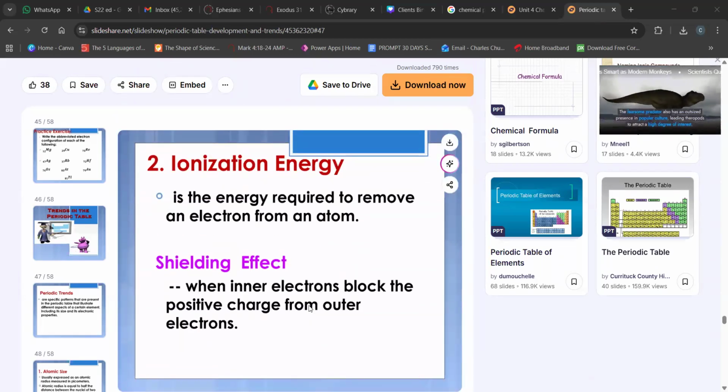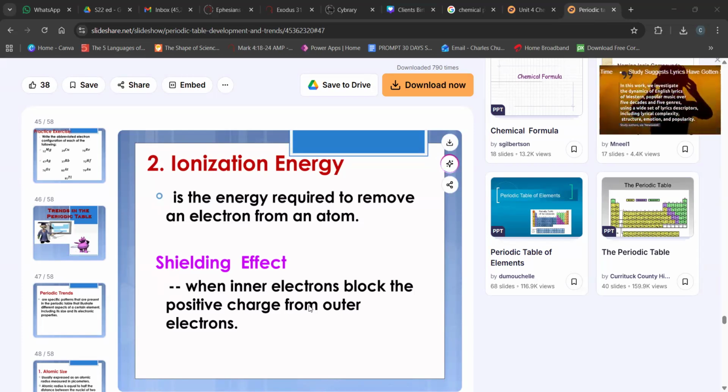Now, if ionization energy means the energy that's required to remove an electron from an atom, do you agree that the stronger the pull of the nucleus on the outermost electron, the harder it will be for us to remove the electron from that atom? Okay. So remember, as we go from left to right, atomic size reduces. So that means the nucleus will have a stronger pull on the outermost electron. So that means it will be harder to remove an electron from the atom as you go from left to right.